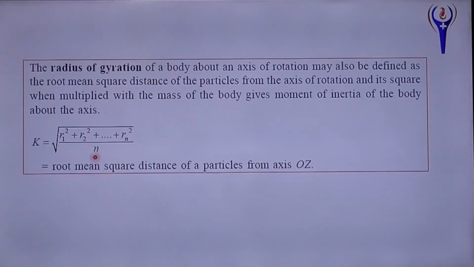And there is a relation between radius of gyration and moment of inertia. That is I equal to m k square. Okay, I equal to m k square. M is the mass, k is the radius of gyration, and I is the moment of inertia.